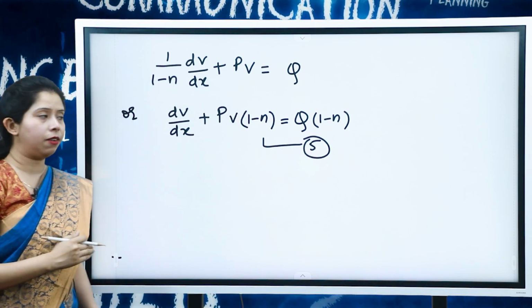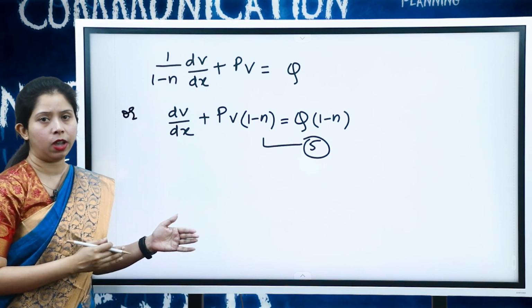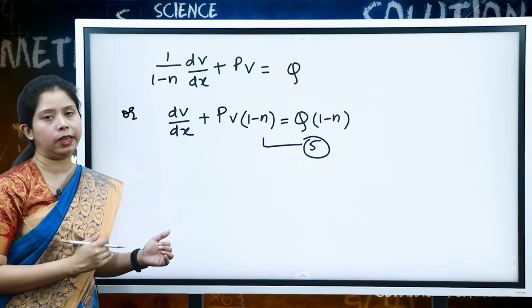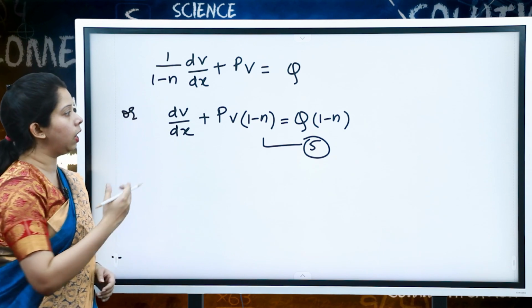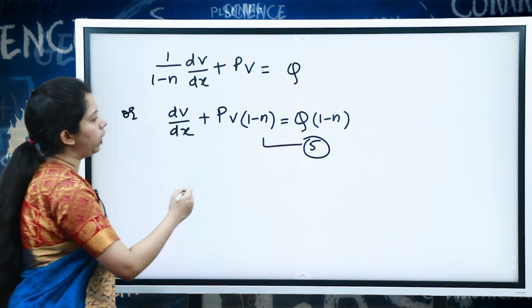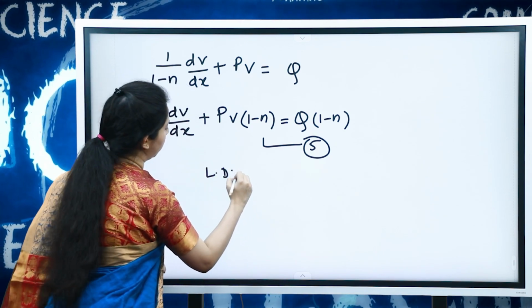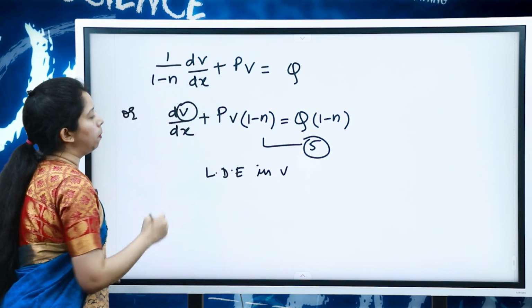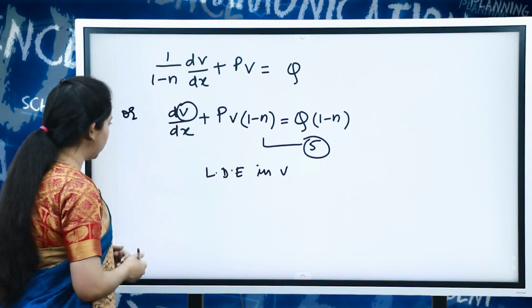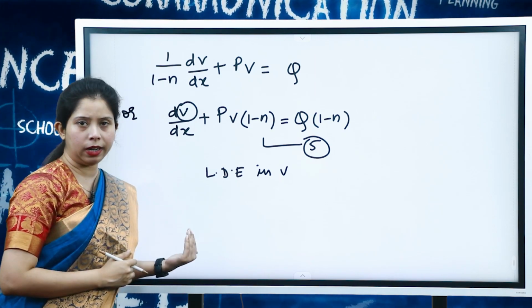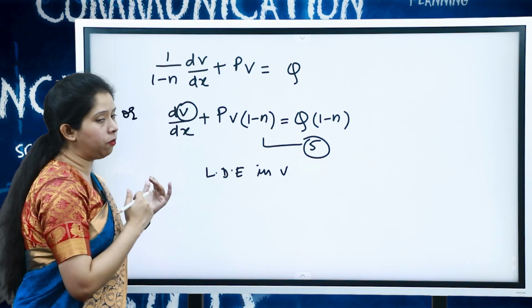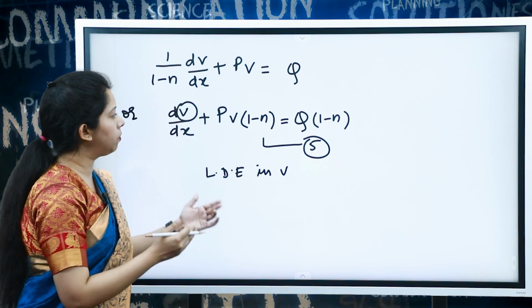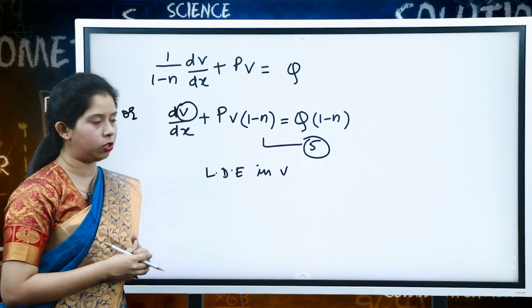Now, we can see that from equation 1 to equation 5, we have transformed a non-linear differential equation into a linear differential equation in v. This is a linear differential equation in v because here v is the dependent variable. From equation 1, which was a non-linear differential equation, we have used some substitutions and then transformed it into a linear differential equation.